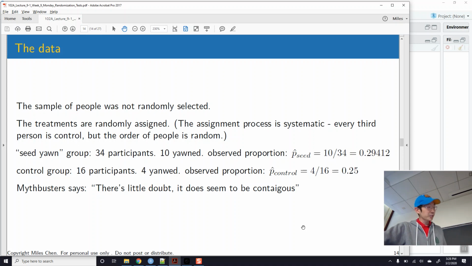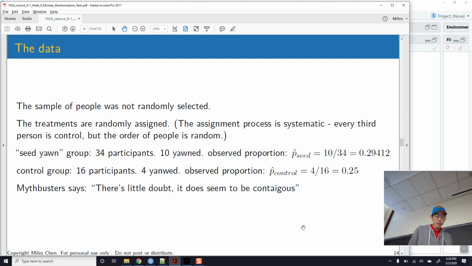Something to keep in mind: the sample of people was not randomly selected, but the treatments were randomly assigned. Technically the assignment is what we call systematic, but I think it's reasonable to think that the order of persons is random, right? If the order of persons could have been in a different arrangement, they would have had a different assignment of treatments.